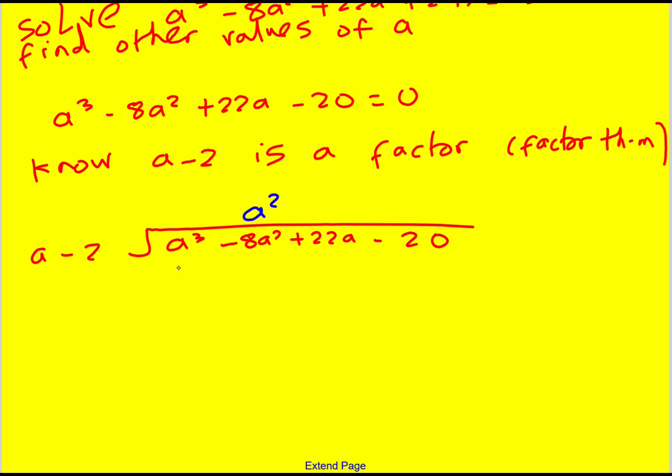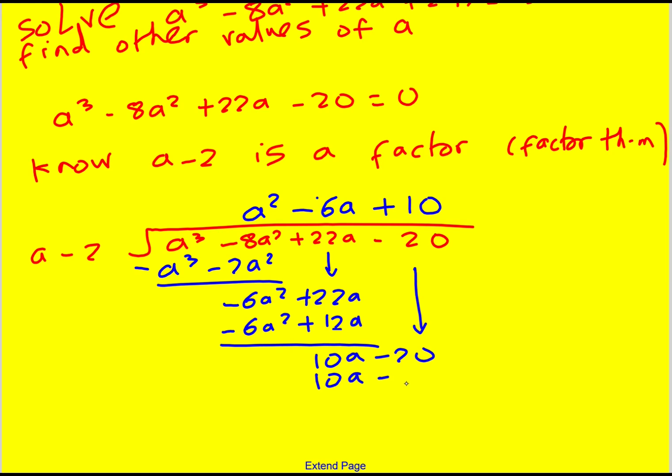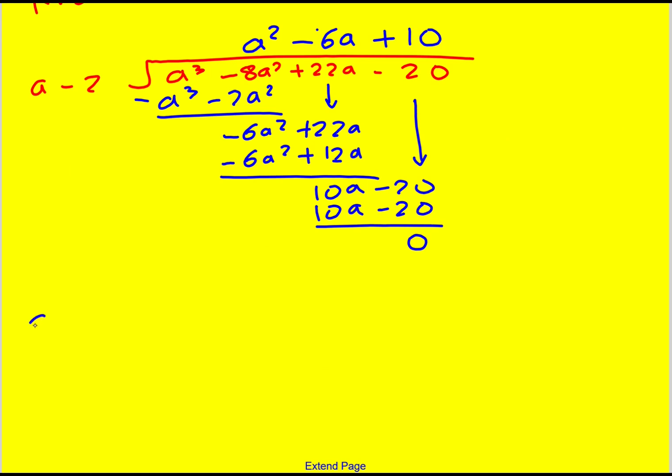So I get a squared, multiply back through, subtract, minus 6a squared plus 22a gives me minus 6a. Subtract 10a minus 20, we get plus 10. So I need to solve that equal to 0 now.